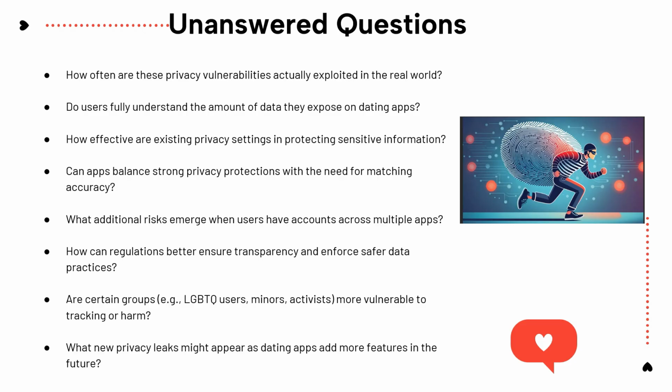What additional risk emerges when users have accounts across multiple platforms? How can regulation better ensure transparency and enforce safer data practices? Are certain groups more vulnerable to tracking or harm? And what new privacy leaks might appear as dating apps add more features in the future?